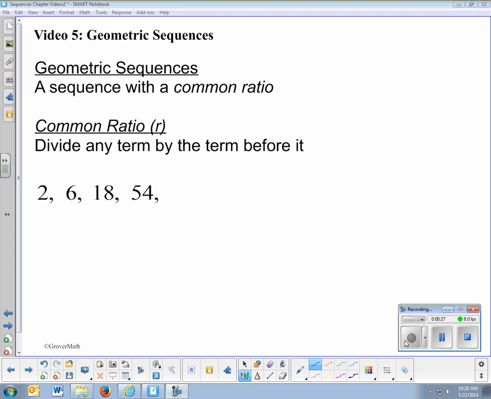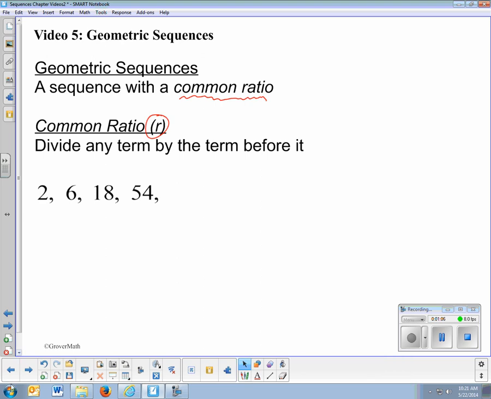In a geometric sequence, instead of adding and subtracting to get to the next term, we're going to be multiplying and dividing. Instead of having a common difference, we're going to have a common ratio. So instead of asking what is d, we're going to be asking what is r, for common ratio. Looking at this first sequence, 2, 6, 18, 54, how do I go from one term to the next? Maybe you can tell that we are multiplying by 3. 2 times 3 is 6, 6 times 3 is 18, and 18 times 3 is 54.